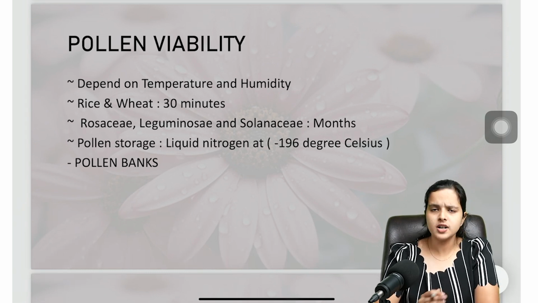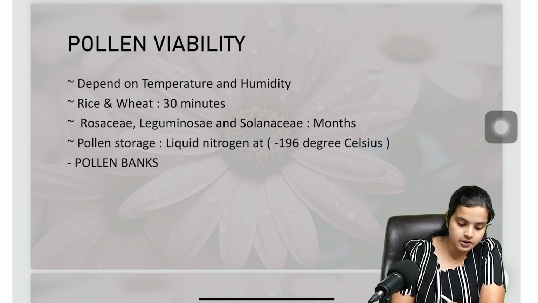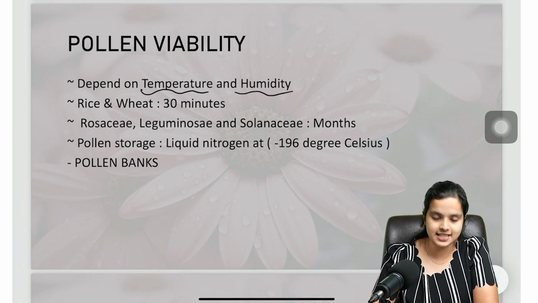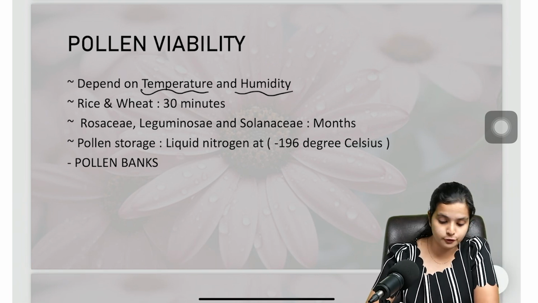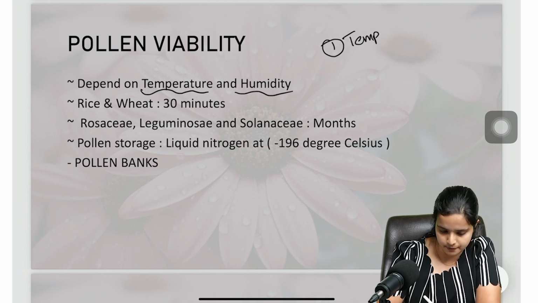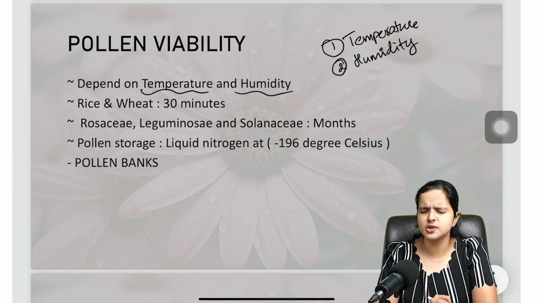Okay. So what does pollen viability mainly depend on? Pollen viability mainly depends on temperature and humidity. These are the two features on which pollen viability depends. Which are the two factors that pollen viability depends on? The first one is temperature, and the second one is humidity or moisture. So these are the two characters on which pollen viability depends. So what was pollen viability?